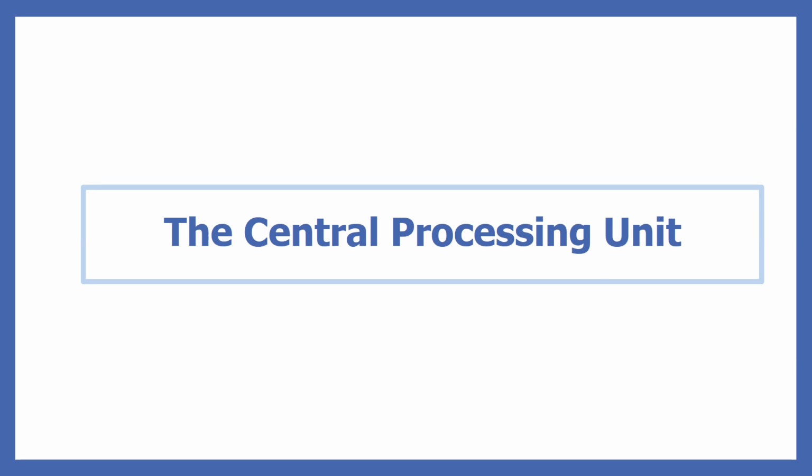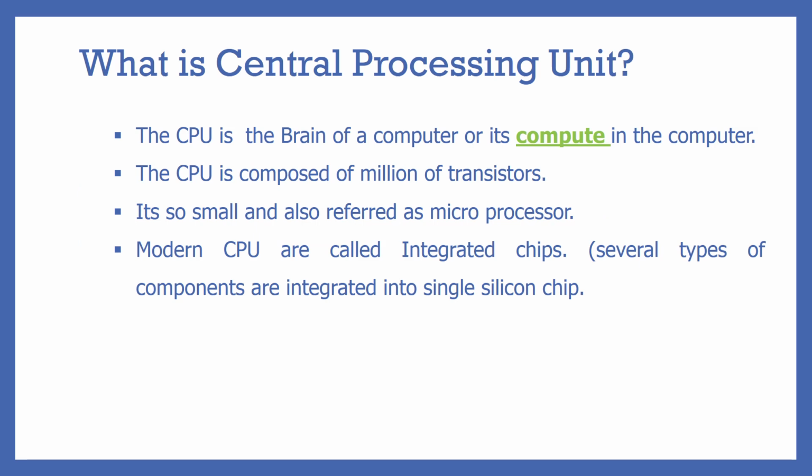Now we will talk about the central processing unit. So what is the central processing unit? It's the brain of the computer. It is composed of millions of transistors, so it is very small, and it might also be referred to as a microprocessor. Today's CPUs are also called integrated chips, meaning several types of components are integrated into a small silicon chip.